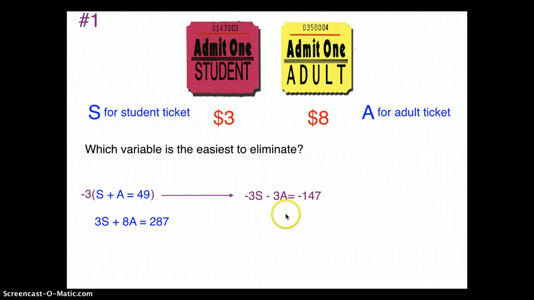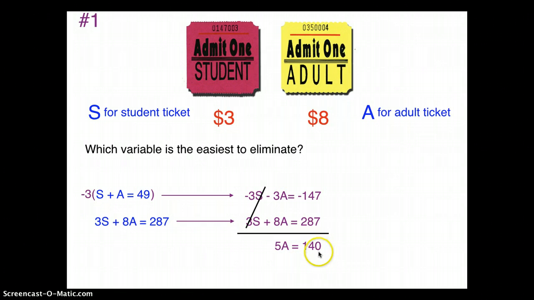So I'm going to go ahead and change to see what this equation is going to turn into. It will be negative 3S minus 3A equals negative 147. All I did there was distribute the 3 to each and every term. Now, the second equation, you don't really have to change because we want it to be a positive 3S. That way, right here, we can see that these two terms will cancel out, leaving me with just 5A equals 140.